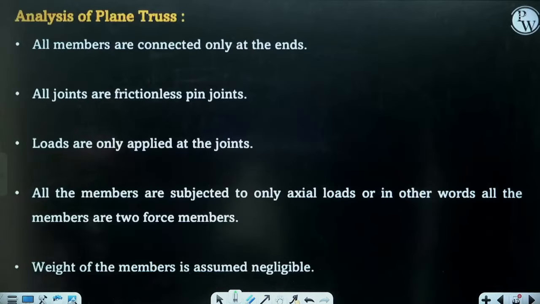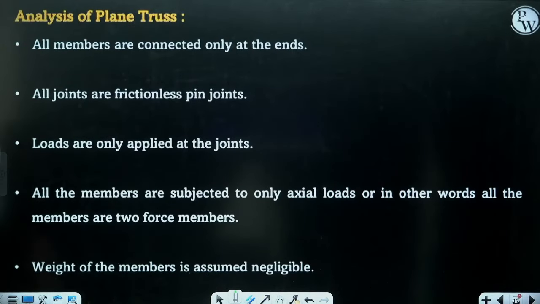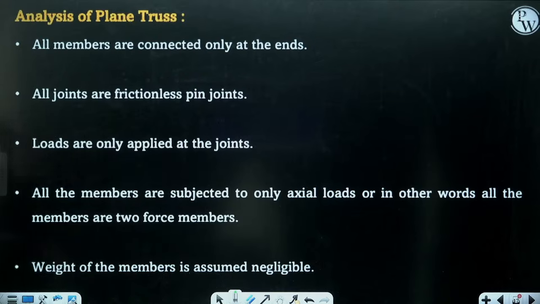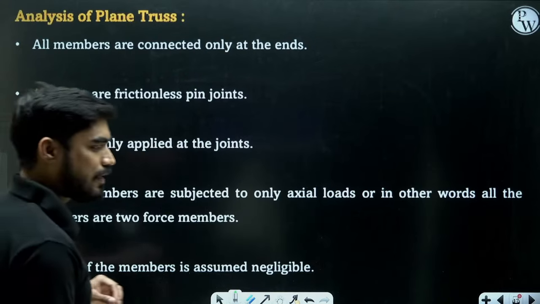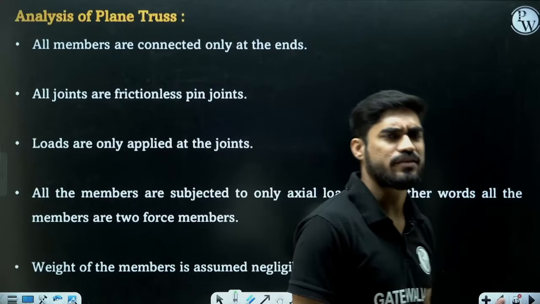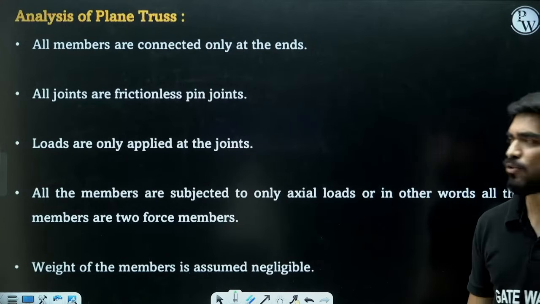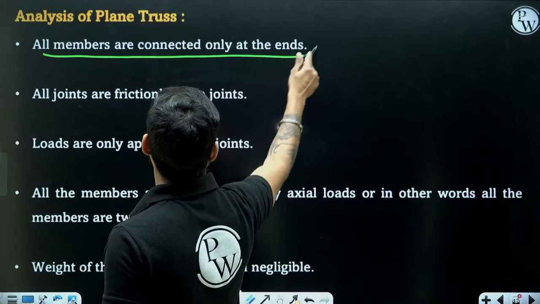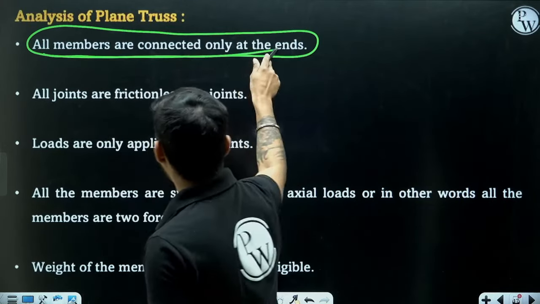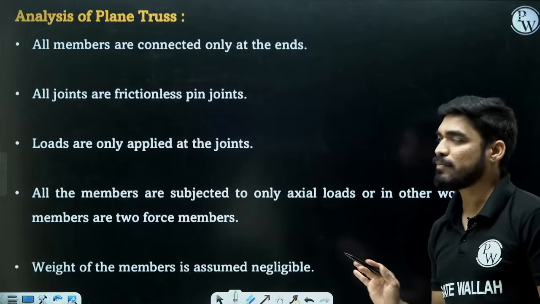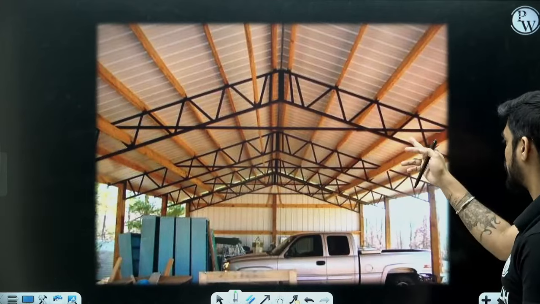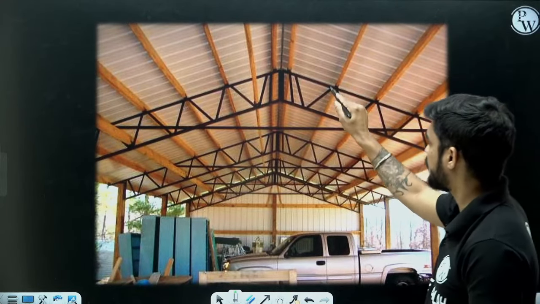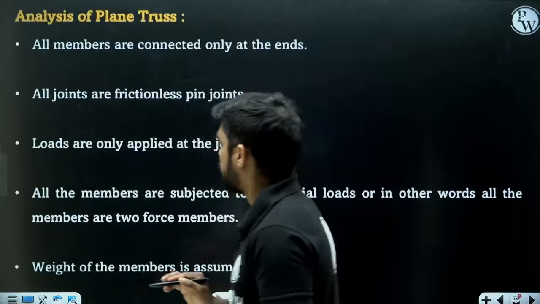Now when we do the analysis of a plane truss, there are some points which we need to understand. Some of these points are not actually true, they are just assumptions, and some of these are actually true. For example, the first point, all the members are connected only at the ends. Now this is not an assumption, this is actually true. We are connecting all the members only at the ends. You can see here, all the members are connected only at the ends. So this is true.